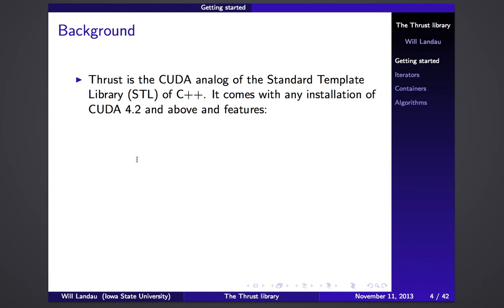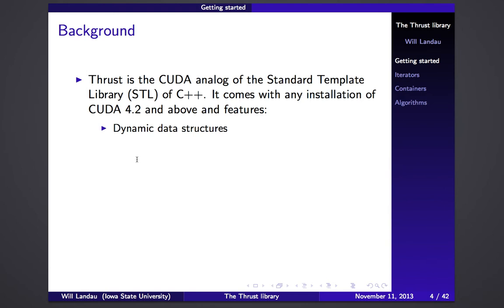So Thrust is the CUDA analog of the standard template library in C++. The standard template library has a bunch of data storage classes and algorithms to crunch numbers on those storage classes, and it's really useful, and it's in C++, but unfortunately it's not GPU accelerated. But CUDA has an analog of the STL, which is Thrust, which takes all of those algorithms and accelerates them and takes care of a bunch of other features too.